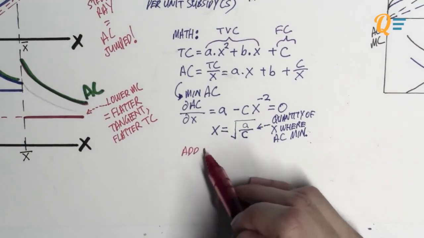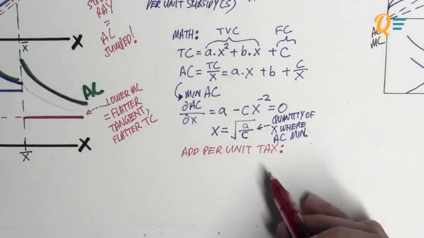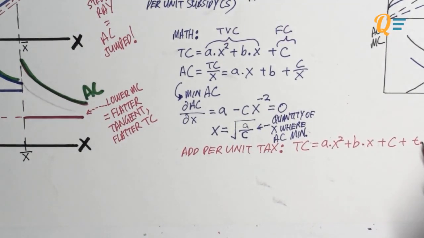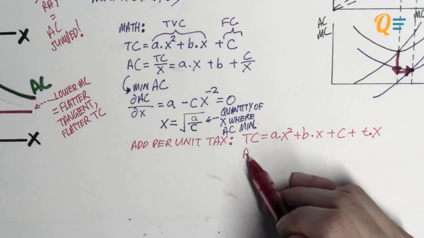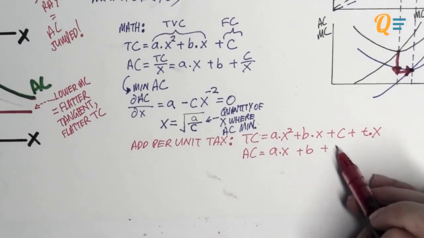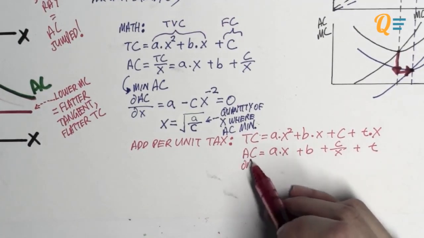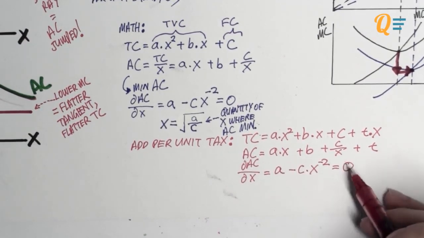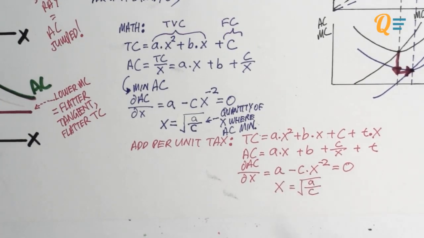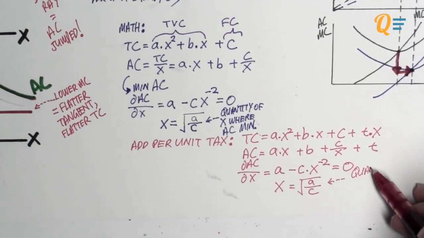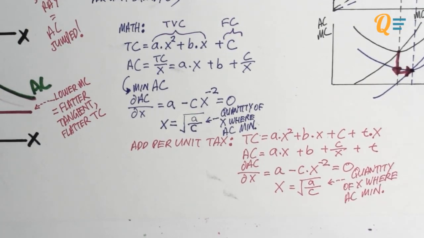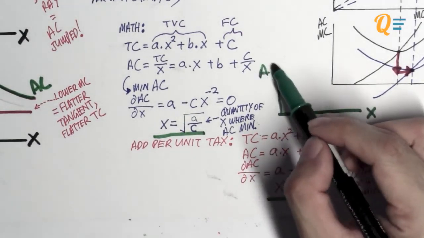Let's add a per unit tax to the total cost function and see what we get for the minimum AC. So the total cost function is going to simply have T times x at the back. So I'm going to find average cost again by dividing the entire total cost function by x, differentiate it with respect to x, and we're going to get a minus c times x to the power of negative 2. Solve for x, and you're going to realize that the quantity of x where your average cost is minimized is going to be the same as previously. It is still the root of c over a.